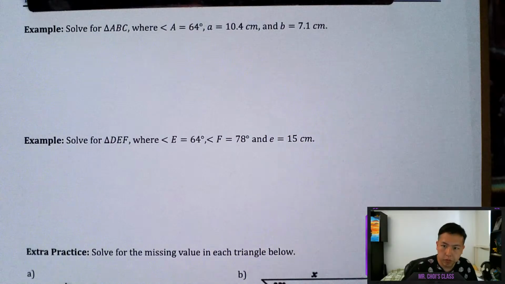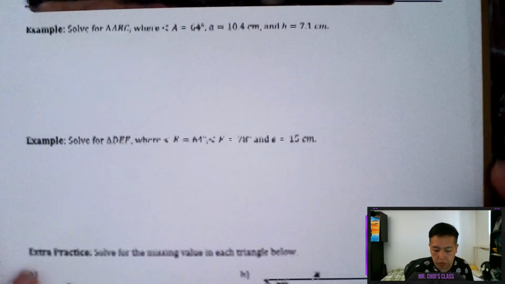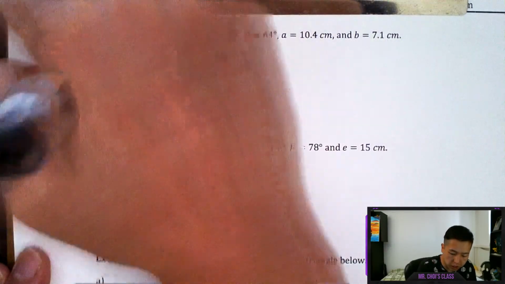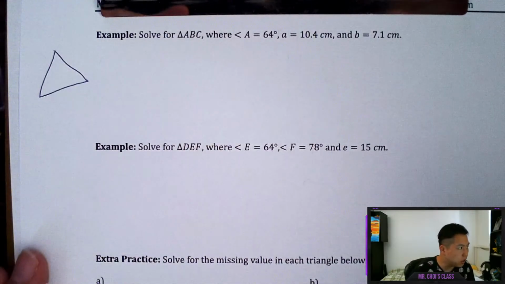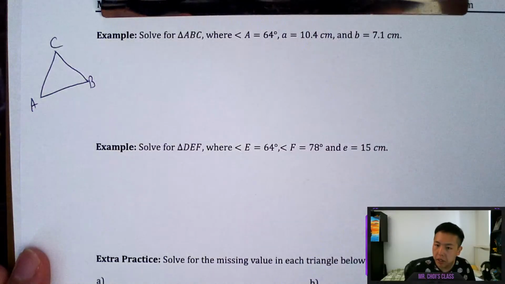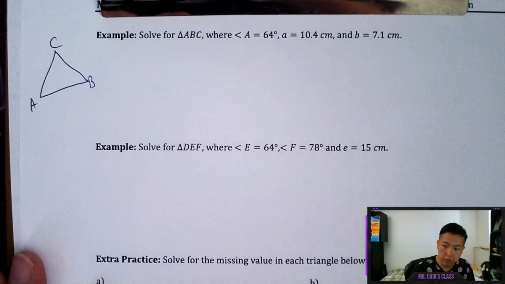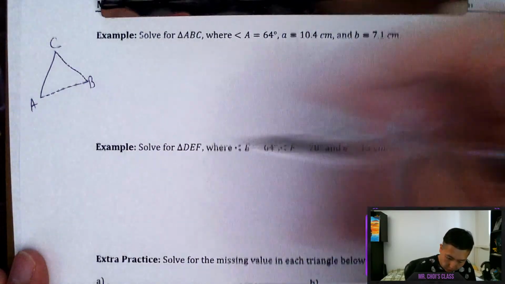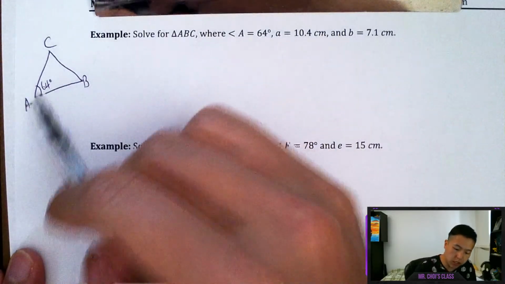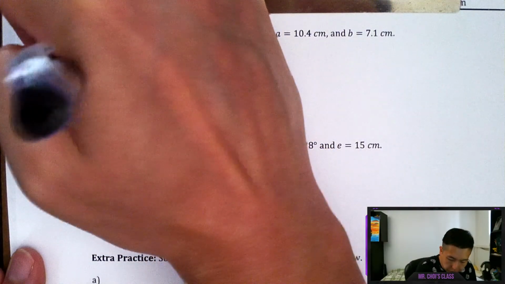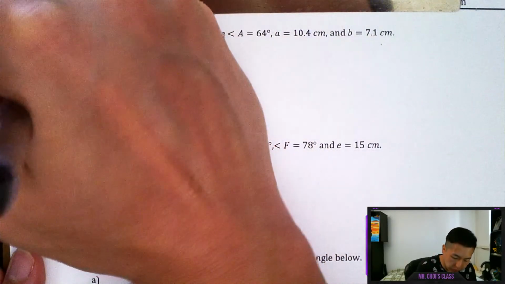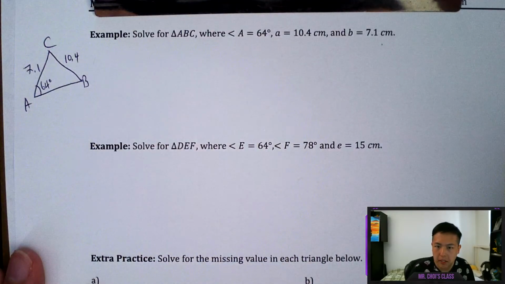So looking here, solve for triangle ABC. Notice how there's no diagram, but that doesn't stop you from drawing a quick diagram. Doesn't matter what triangle it is, you can still draw it. ABC, and we can write down all the values that we know. So we know angle A is 64, so that's 64. Side a is 10.4, so that's the opposite side, so 10.4. And b is 7.1, so we said this is B, so this must be 7.1. Okay, so there we have it.